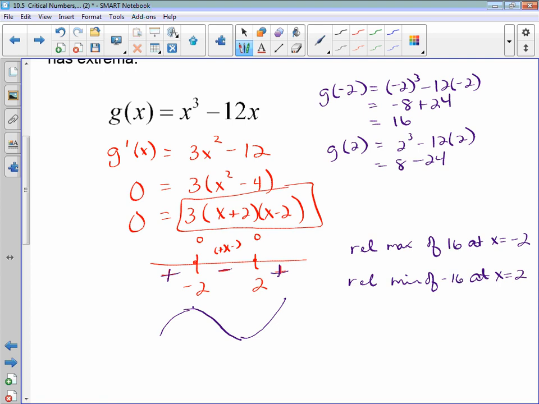Okay. And so what would you tell me about increasing and decreasing? Where is it increasing from? Okay, and again from, okay, and then decreasing, negative 2 to 2.